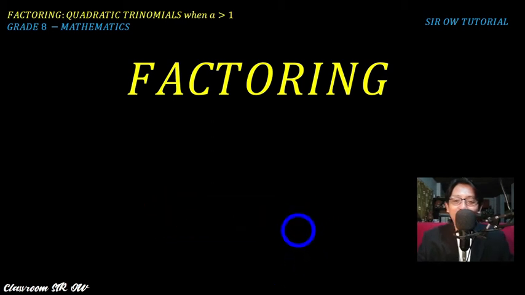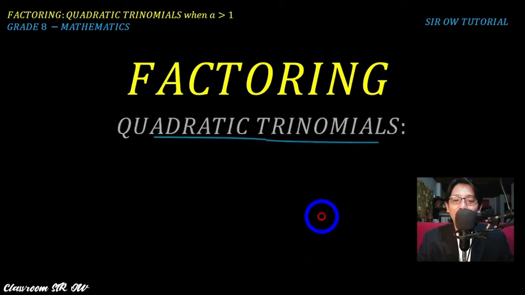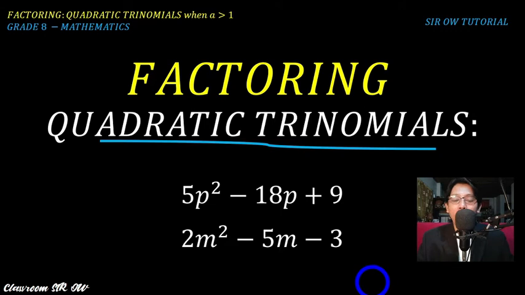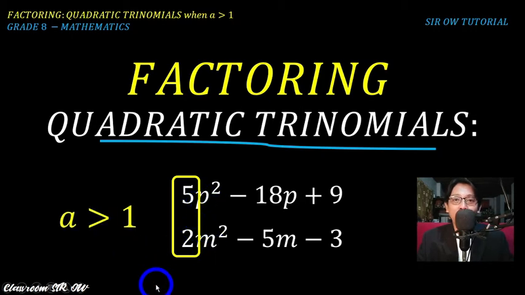So in this session, we are going to factor out quadratic trinomials. Let us say we have 5p squared minus 18p plus 9 and 2m squared minus 5m minus 3. Now if you notice, the leading coefficient, or the coefficient of our quadratic term, is greater than 1. So how do we solve this kind of quadratic trinomials?